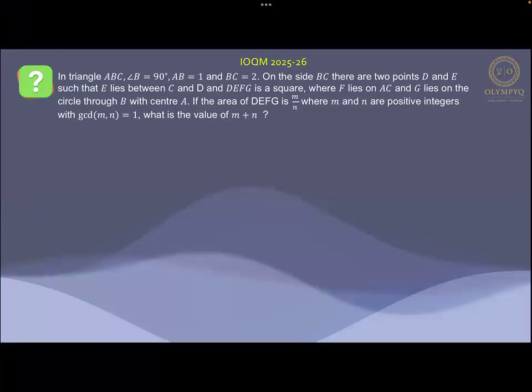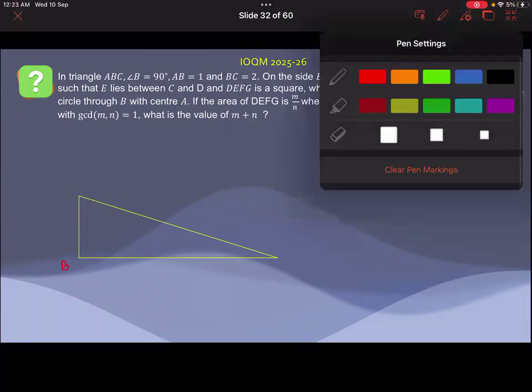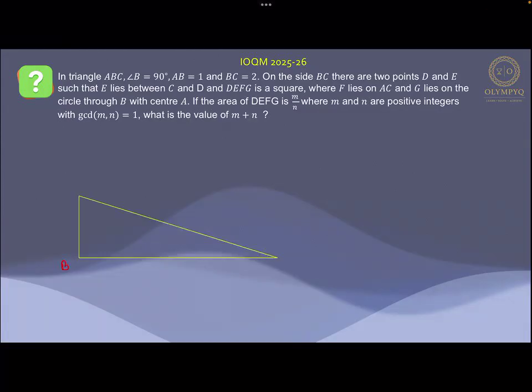Now let's try to draw the figure and understand what exactly the question is asking. This is the triangle they are mentioning, and this vertex is vertex B. We can take the other vertices over here as A and C. Assuming this point to be (0, 0), and as they mentioned this length is 1, the coordinate of vertex A is going to be (0, 1). Moreover, they said that D and E are lying on this side BC.